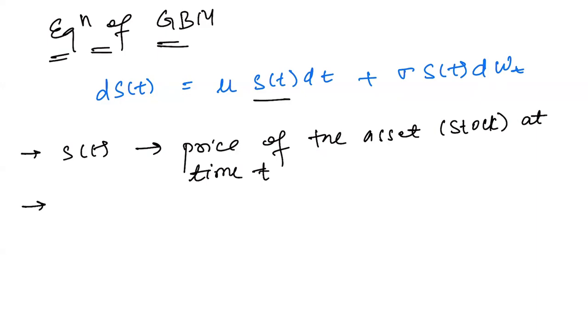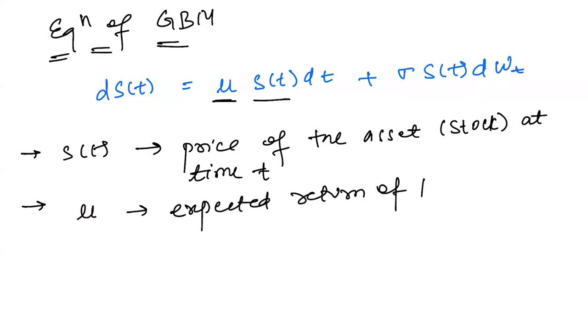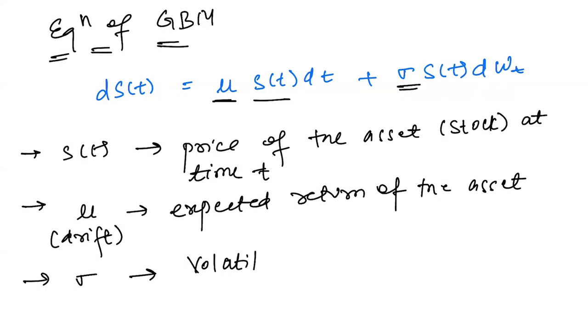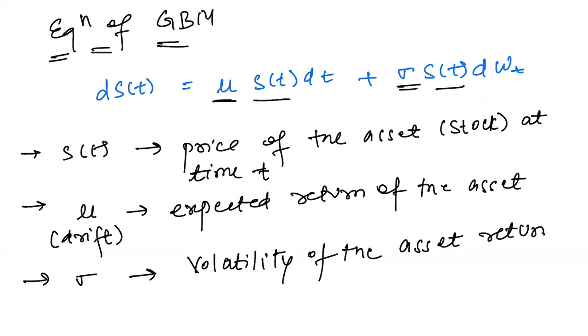So this is S_t. The next term is mu. Mu is nothing but the expected return of the asset. It is also called the drift component. Sigma is nothing but the volatility of the asset return. S_t we already covered. dt is nothing but a small change in time.